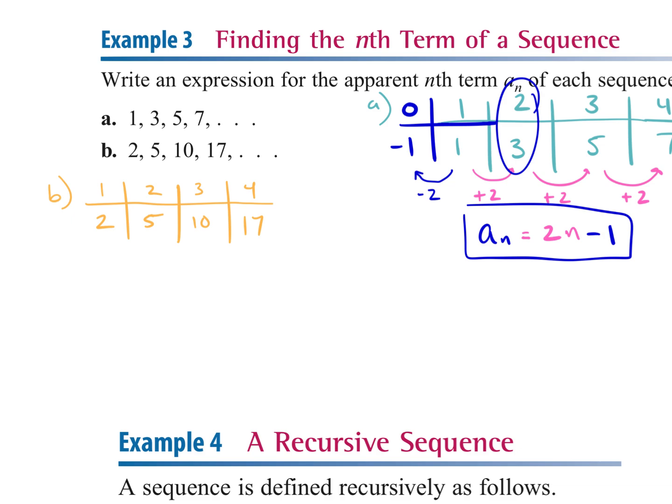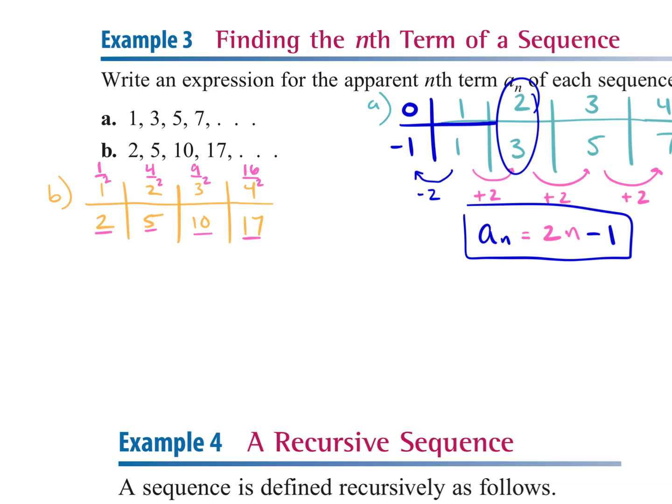Let's think about it. What if I squared each of my terms? If I said 1 squared, what would I get? 1. If I said 2 squared, what would I get? 4. If I said 3 squared, what would we get? 9. And 4 squared? 16. What's the difference between the numbers that I wrote on top and my actual terms? They're 1 less, or my actual terms would be 1 more.